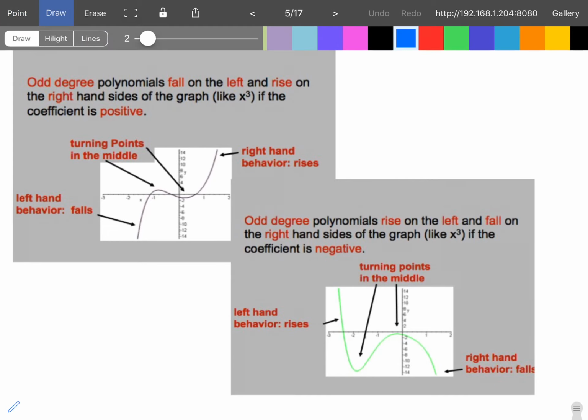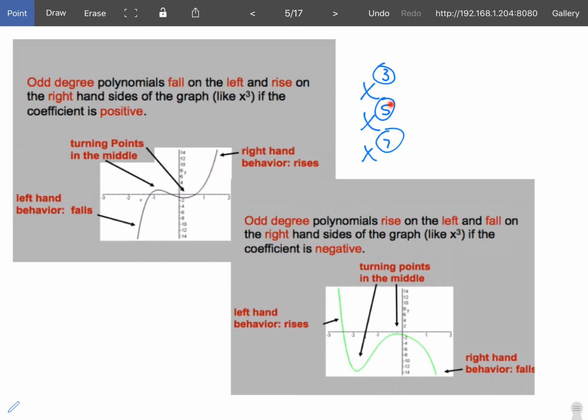Now, let's talk about if our degree was not an even number, like maybe we had x to the 3rd, or x to the 5th, or x to the 7th. Those are odd degrees. Remember, these are the degrees that we're looking at. They are odd. And so if they are odd, then what that means is the left and the right end behavior are going to go in opposite directions. See, this one is going down and this one's going up. Look at this graph. This one's going up and this one's going down. So they're going in opposite directions.